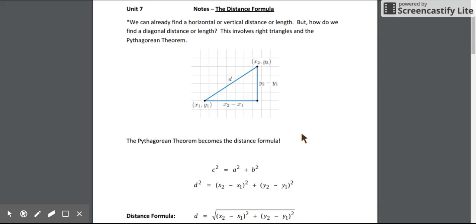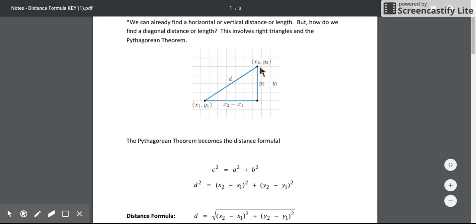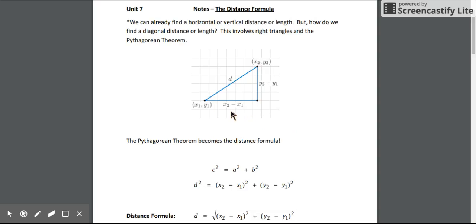It's just the same formula, but using coordinate symbols or notation instead of A, B, and C. So let's see how we can change the Pythagorean theorem into the distance formula. So if I want to find the distance between these 2 points, these are my 2 coordinates. My first coordinate pair would be x1, y1. My second coordinate pair would be x2, y2.